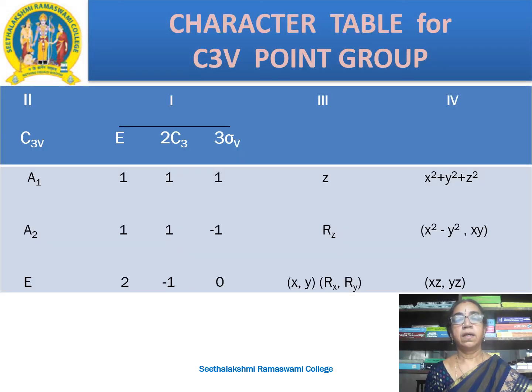And the entire complete character table for the C3V point group is displayed in this slide. Section 1 gives the characters of matrices of various symmetry operations present in the C3V point group. Section 2 gives the Mulliken symbols of the three irreducible representations present in the point group. Section 3 gives the transformations of fundamental bases, and section 4 gives the products of transformations of fundamental bases.